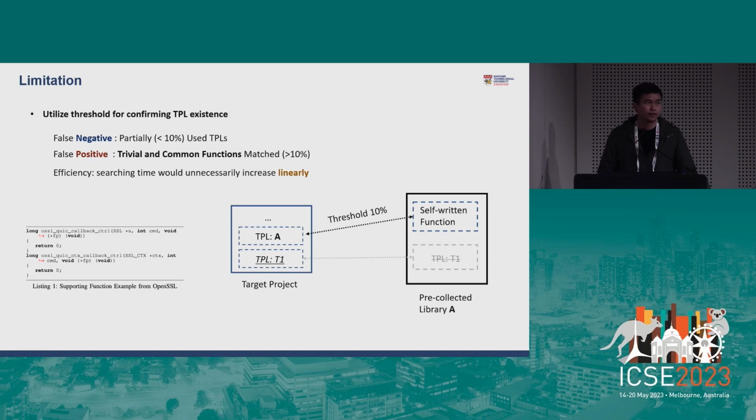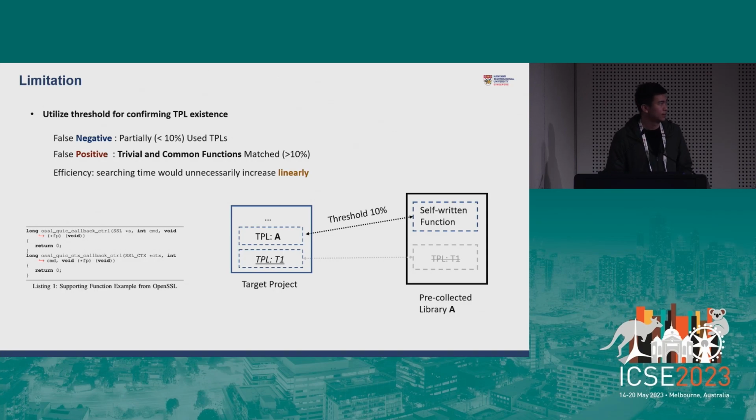But there is some limitation in Centris too. Centris, which is the state-of-the-art tool we compare to, also uses a threshold for confirming the TPL detection. The threshold means that when the matching rate between the target project and the library is larger than this threshold, they will report the library A.